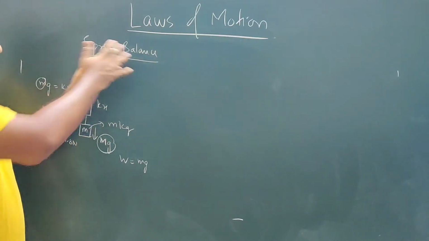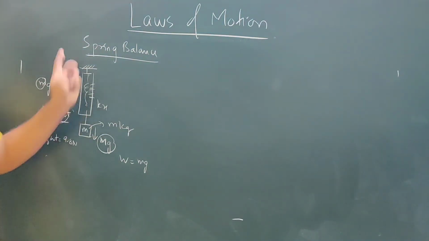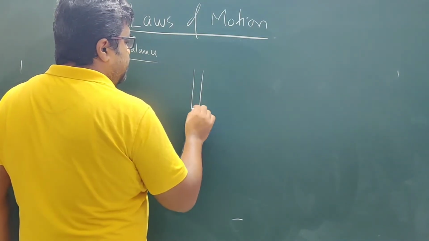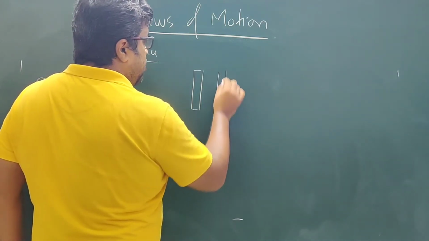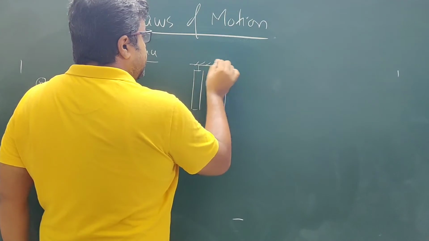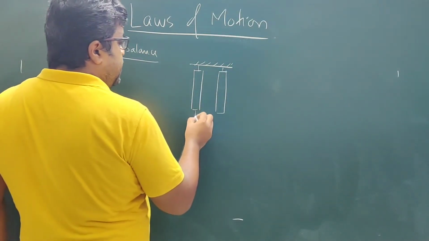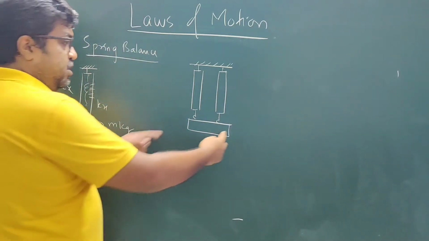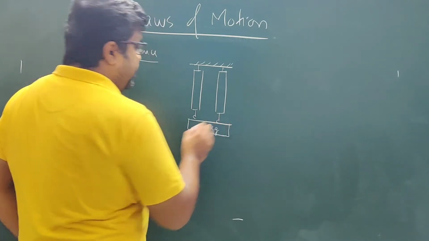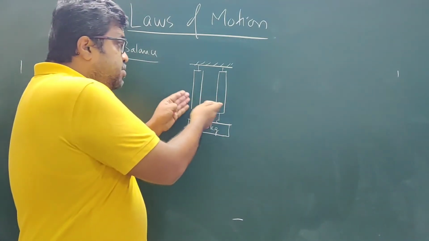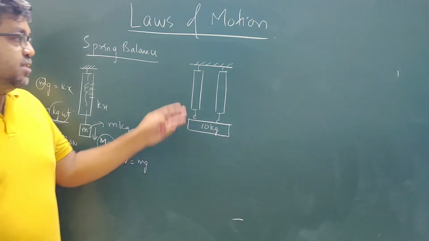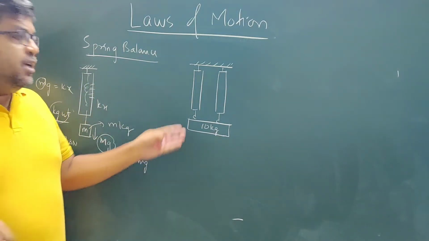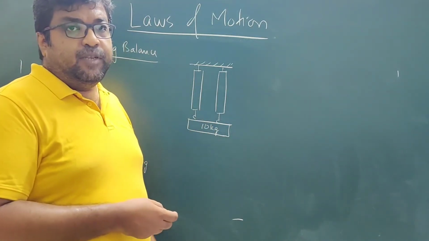Okay, now what is the concept we are trying to learn in laws of motion? Corresponding to spring balance, this type of questions are asked. Suppose you have two identical spring balances attached to a rigid support, and this is the bottom hook, and through this hook a load is attached. Now this is a single load of say mass 10 kg. Now these spring balances are said to be in parallel. This is called parallel combination of spring balance. Now when spring balances are connected in parallel, this load is equally divided.